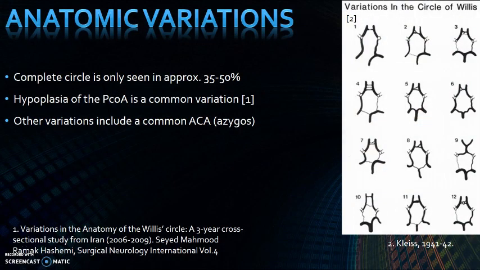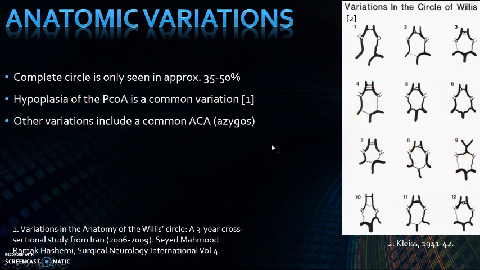There is, just like the aortic arch, anatomic variation to the circle of Willis. A complete circle is only seen in approximately 35 to 50% of the population. Common variation would be hypoplasia of the posterior communicating artery, as you can see here. Or here is absent. Or actually, this would be the P1 segment of the posterior communicating artery. This would be a hypoplasia right here.